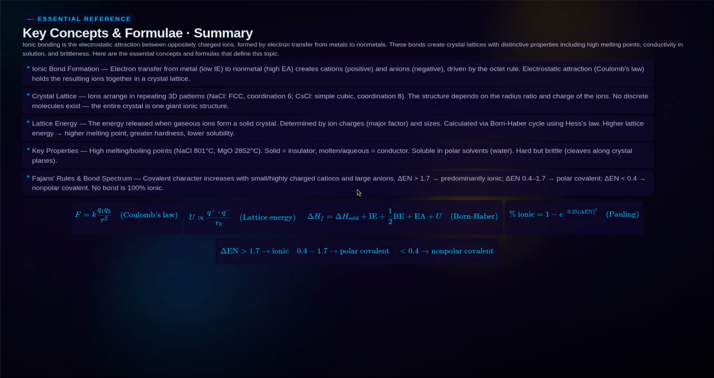Let us review the key concepts. Atomic radius is the distance from the nucleus to the outermost electron. It decreases across a period and increases down a group. Ionization energy is the energy to remove an electron. It increases across a period and decreases down a group.